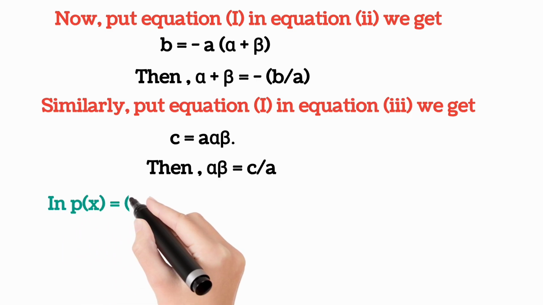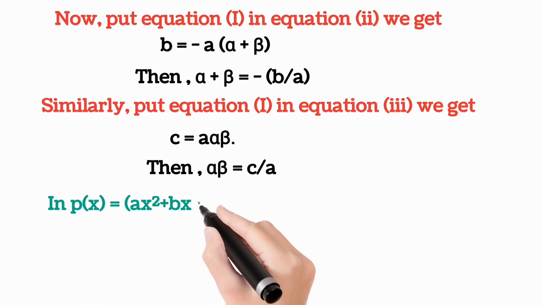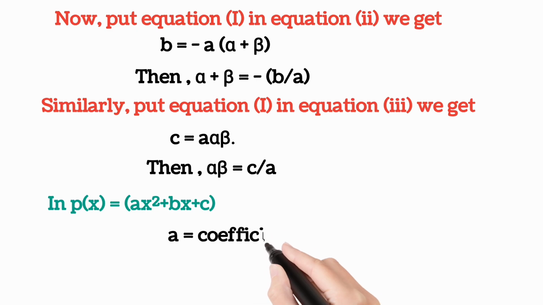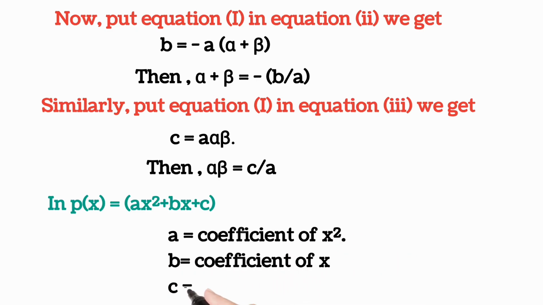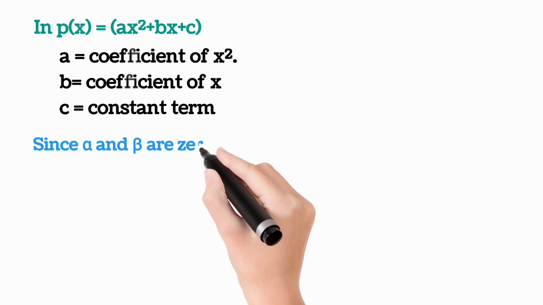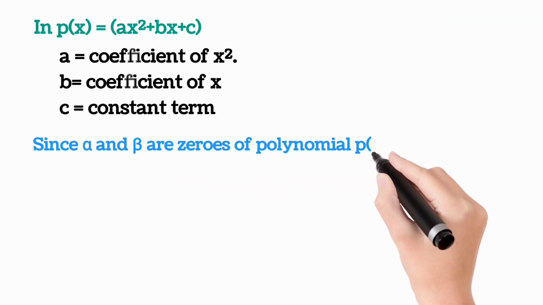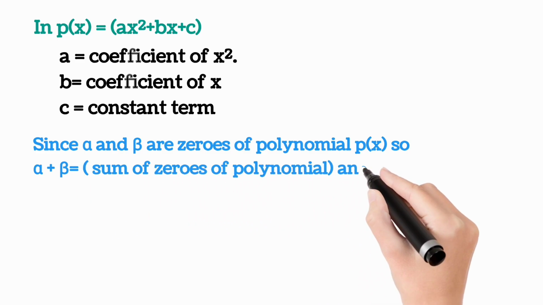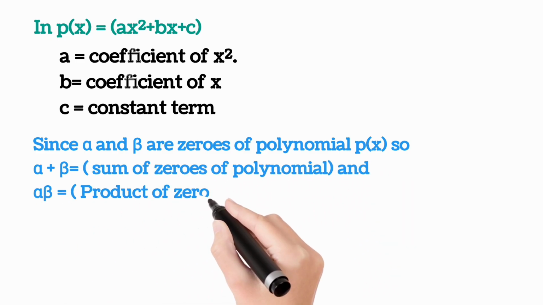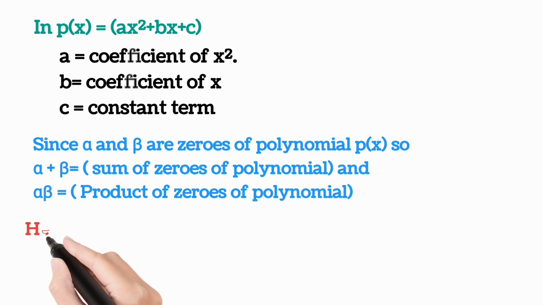In p(x) equal to ax square plus bx plus c, a is the coefficient of x square, b is the coefficient of x, and c is the constant term. Since alpha and beta are zeros of polynomial p(x), alpha plus beta is the sum of zeros of the polynomial and alpha into beta is the product of zeros of the polynomial.